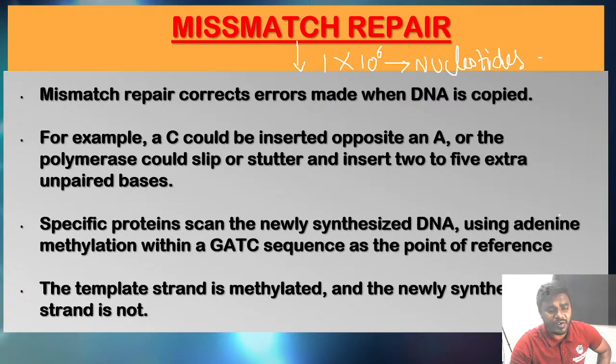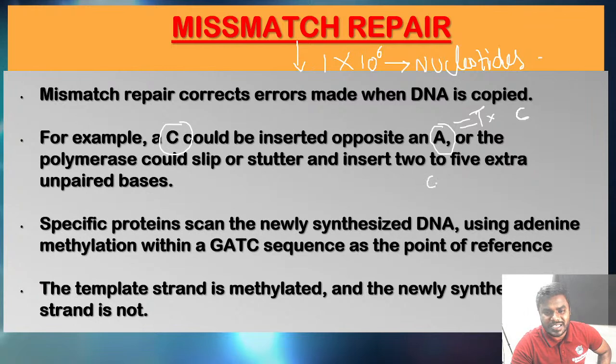An example, my friends. C could be inserted opposite of an A. You all know very well, adenine has to be paired with thymine. But instead of pairing with thymine, adenine is pairing with cytosine. Right? Because of this, what is happening? The entire transition is going to get changed.